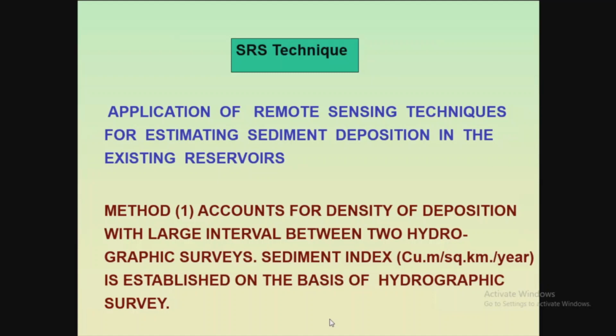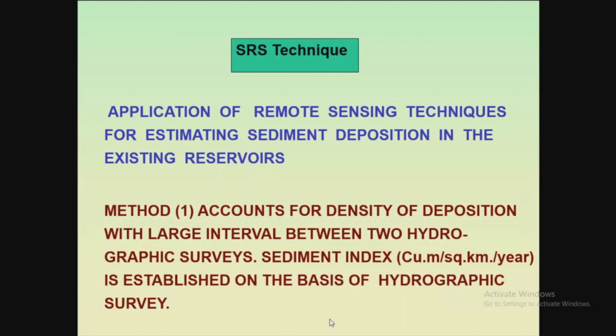The inflow-outflow method is not possible to do by a student, and also not possible by the workers or employees. This hydrographic survey is also tedious and takes time. But this SRS technique can be done within a year's time, even within 3 months, and it requires only satellite images. The expenditure is only the satellite images which we have to purchase.